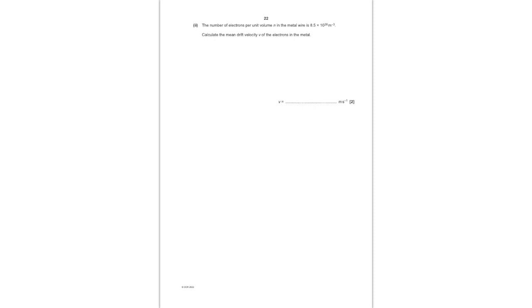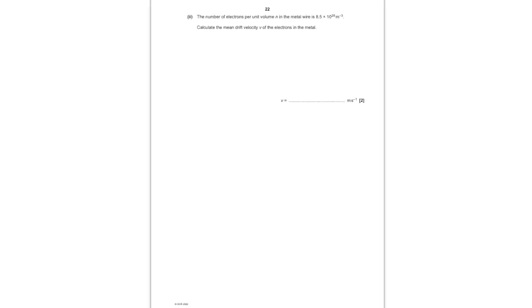Right, so the next question is asking us: the number of electrons per unit volume, N, is 8.5 times 10 to the 28 per meter cubed. Calculate the mean drift velocity v of the electrons in the metal. This formula is given to us in the formula booklet, and it goes like this. Now we have pretty much everything here.